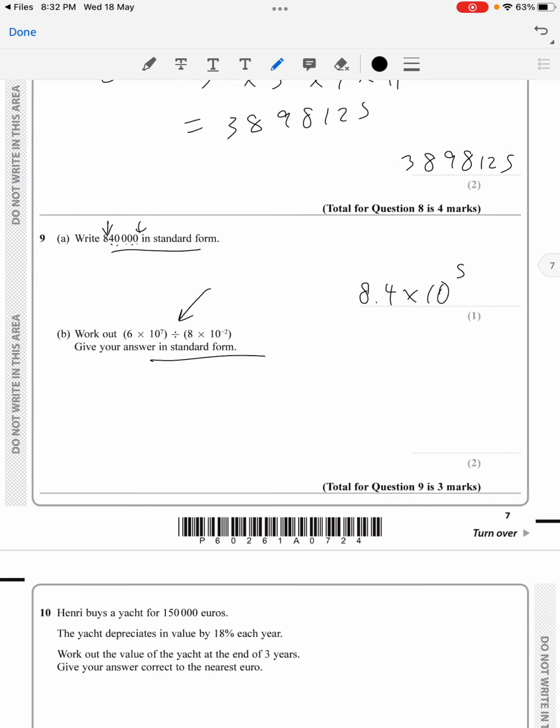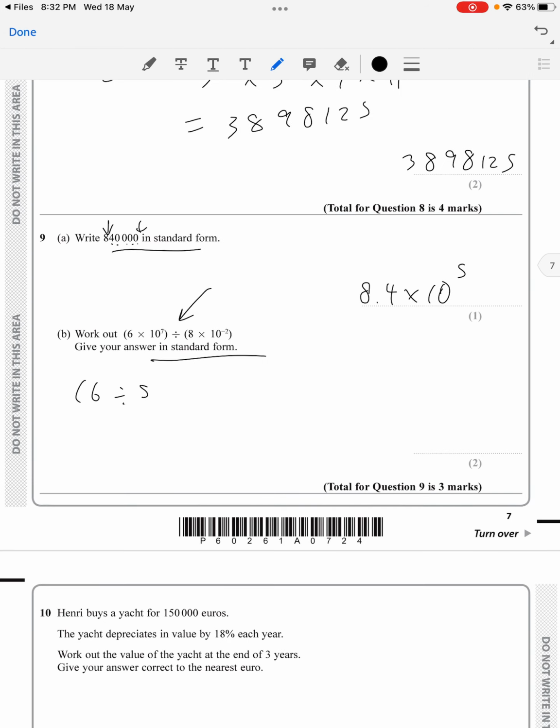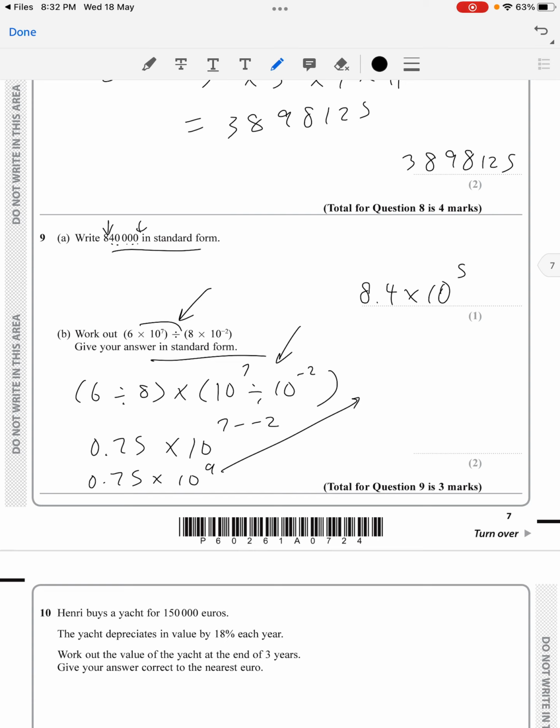Work out the answer in standard form. Since this is division, we're just going to divide 6 by 8, and with the numbers that are raised to the powers, we're going to divide them as well. This follows normal division of indices rules, so you must be strong in your indices. So you have 0.75 times 10 raised to the power 7 minus 2, which is 0.75 times 10 raised to the power 9, and we have to convert this value into standard form. It's any number between 1 and 10.